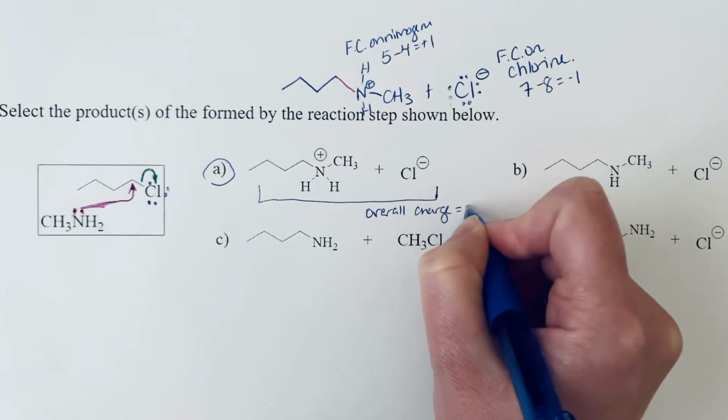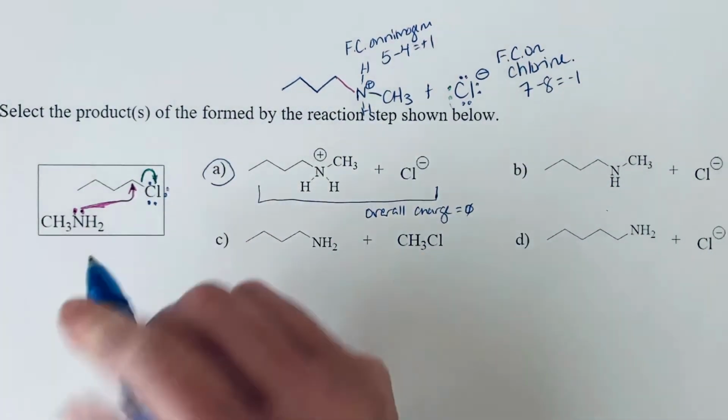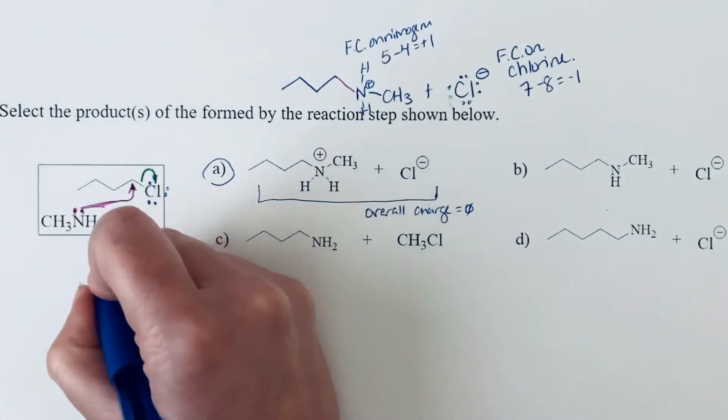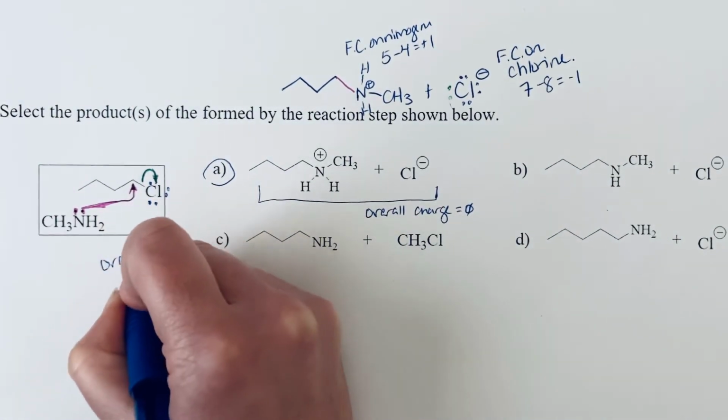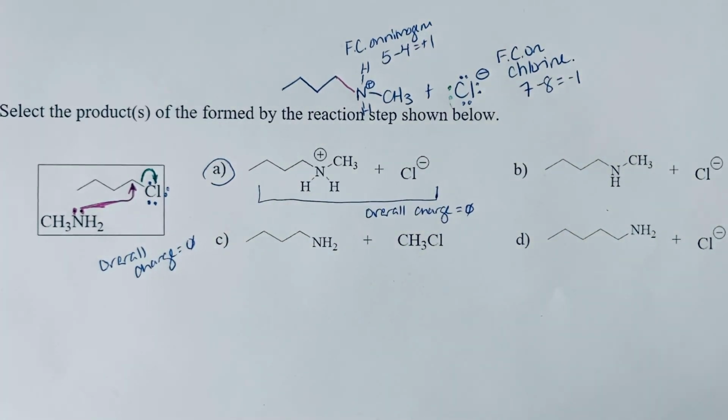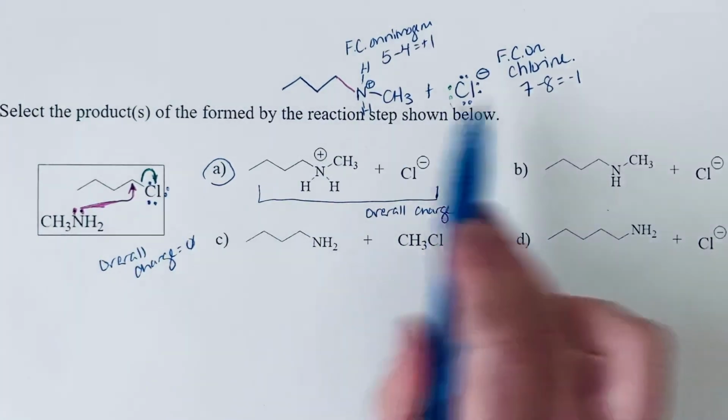For your entire system. And what you started with, the amine was neutral, the alkyl chloride was neutral, so this also had an overall charge of 0. So that's a good way to check to make sure that you haven't accidentally lost or gained electrons in your system. So your overall charge should be constant from going from your reactants to your products.